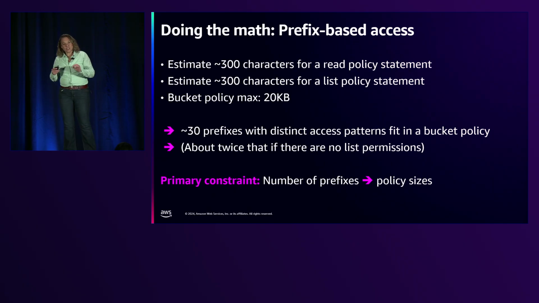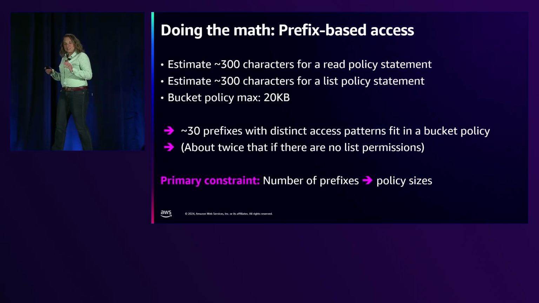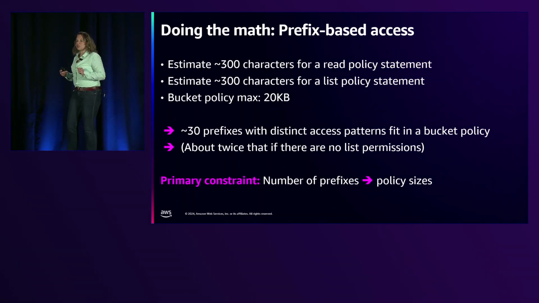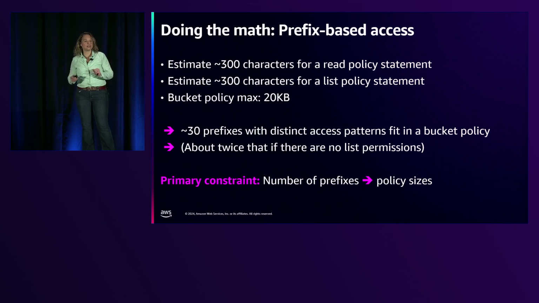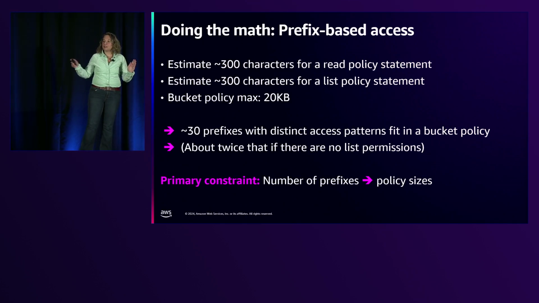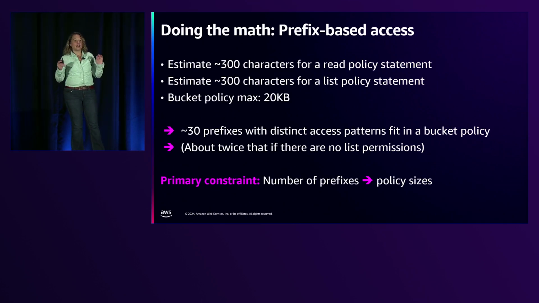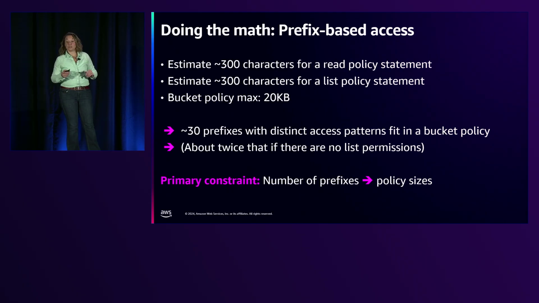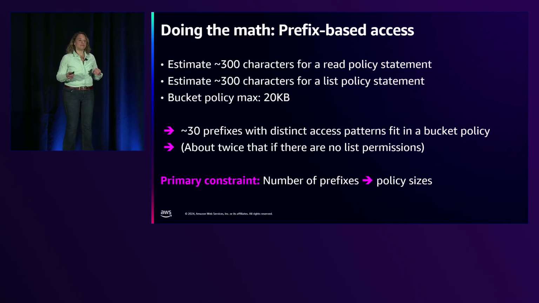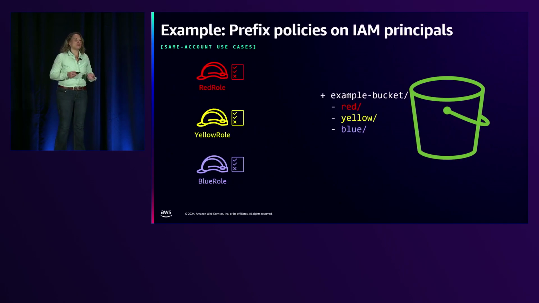But if you're in those tens, maybe you need a different approach, because you're going to be approaching a limit here. So the primary scale dimension to think about is how many different folders you have, if you're going to be doing things directly from a bucket policy. Okay, I can get a little bit more juice out of this.